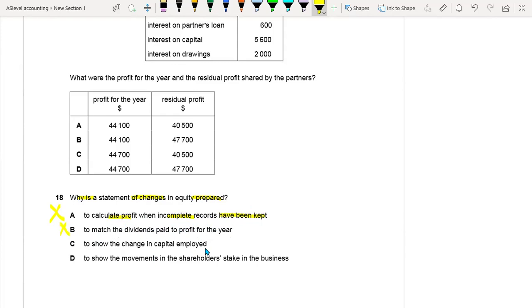To show the change in capital employed. So we know that it is not only to show a change in the capital employed, but to show the movements in the shareholder stake in the business. Yes, because we know that we are issuing multiple shares, selling multiple shares in a year or maybe more than a year. So we want to basically show the movement of the shareholder stake in the business. So that's why we use the statement of changes in equity. So D option is the right option.